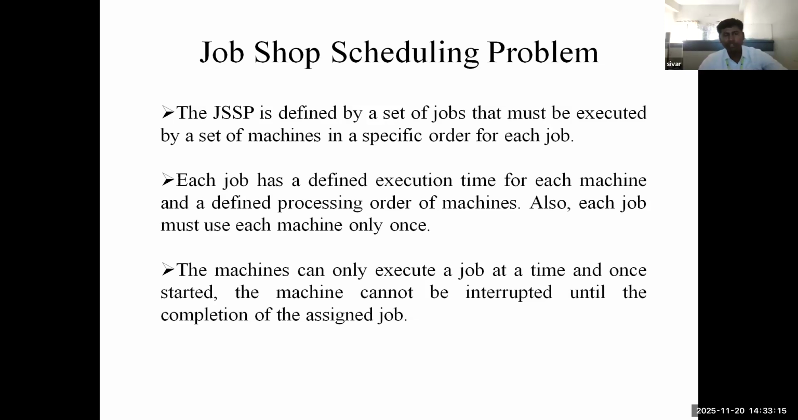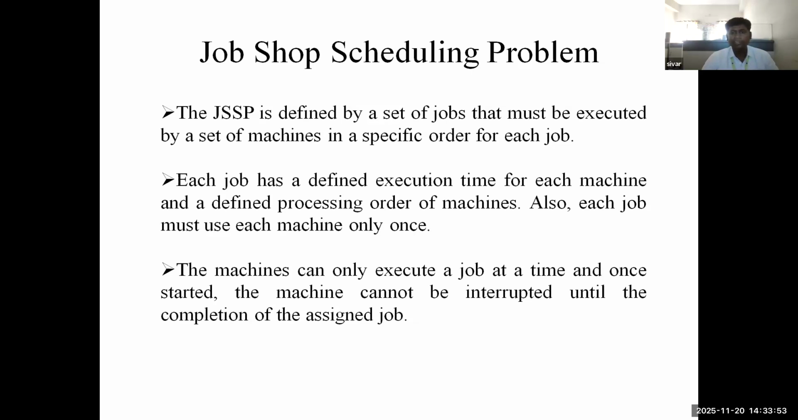Simply, we can discuss job shop scheduling. What is job shop scheduling? In job shop scheduling, there are two important things: a set of jobs and machines. Using some machines, you can perform some jobs. Here, each job has an execution time and also a processing order of machines. Here the conditions in job shop scheduling are two conditions. Each machine can only execute one job at a time.